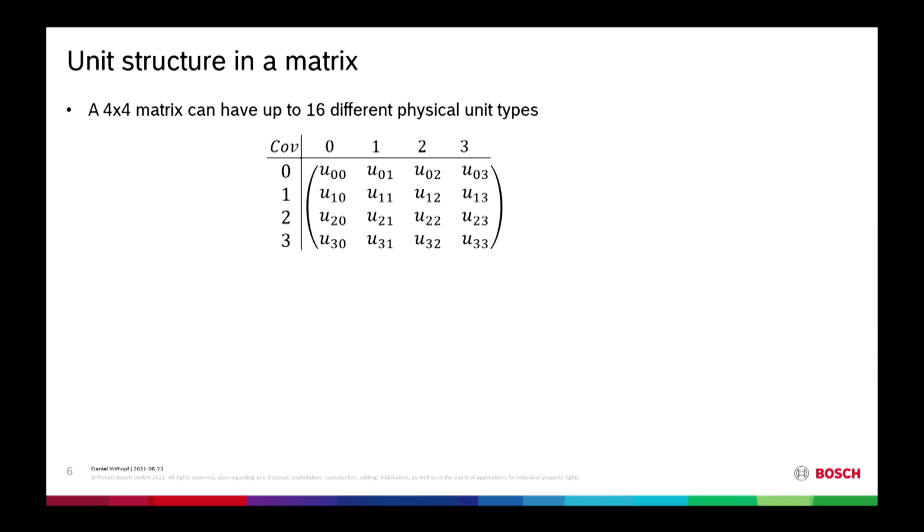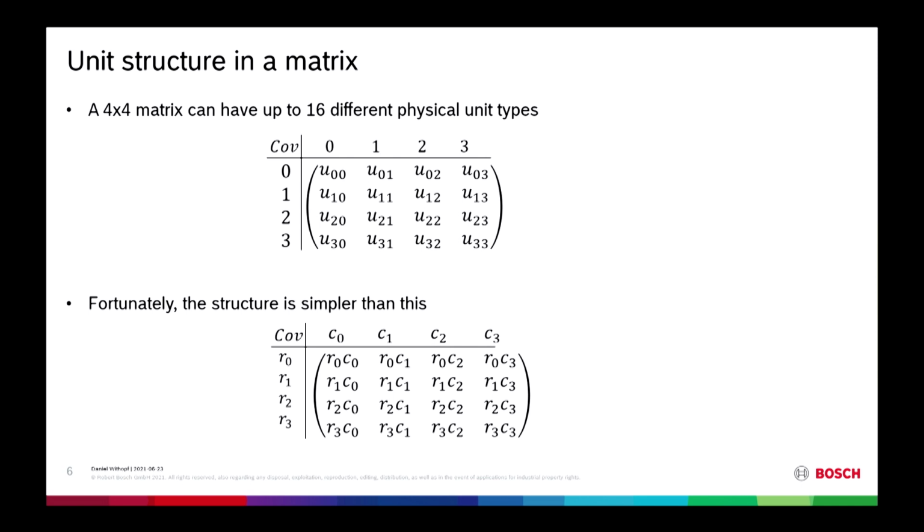Let's look at a bigger matrix as an example. So here we have a covariance matrix with 4 by 4 elements. And in such a matrix, we would have up to 16 different physical units in each of the elements. And this is a fairly small matrix. We could have 10 by 10, 20 by 20 matrices, which would mean 400 entries for a 20 by 20 matrix. I don't think we really want to represent that with a tuple. I think the compile time would probably explode.